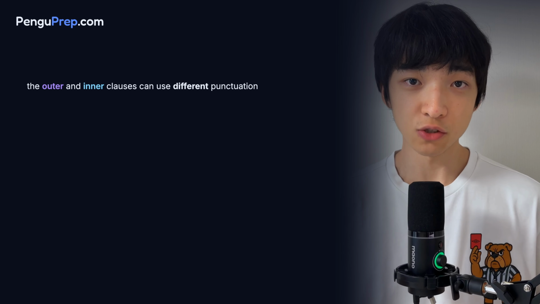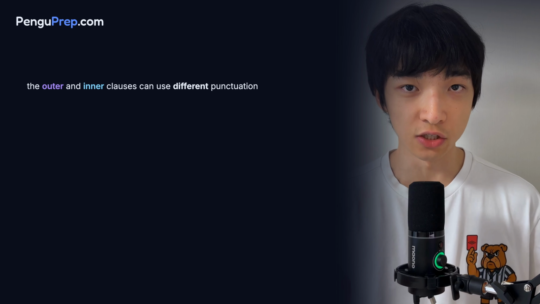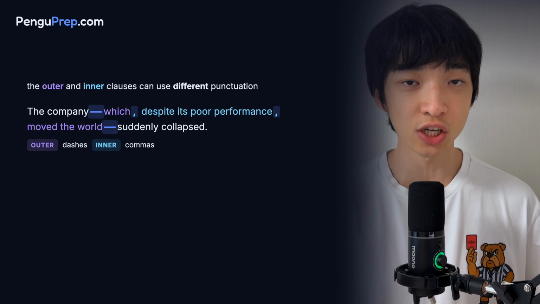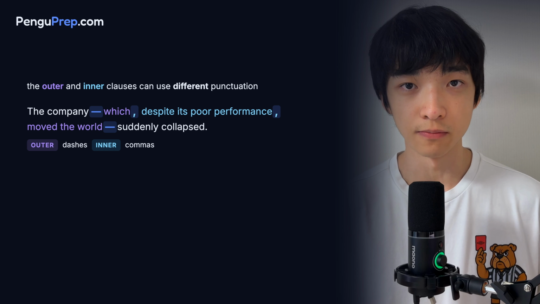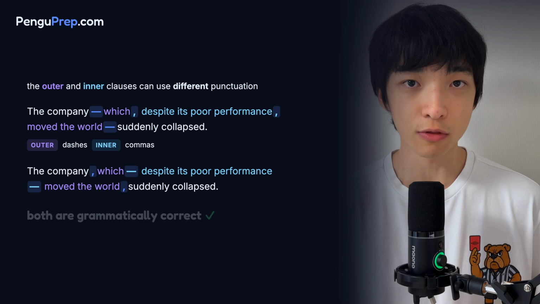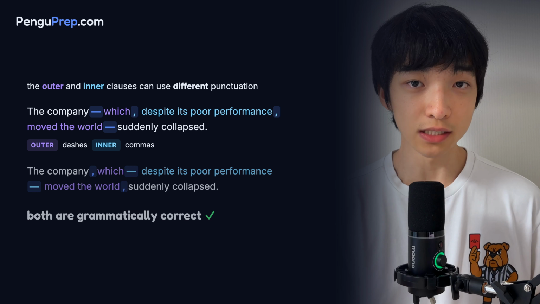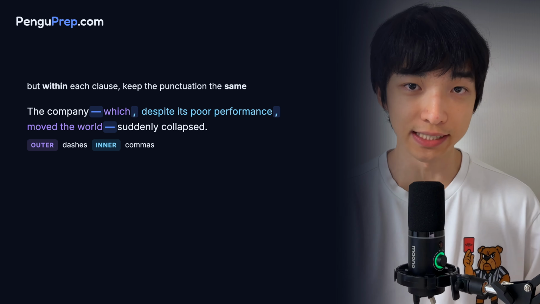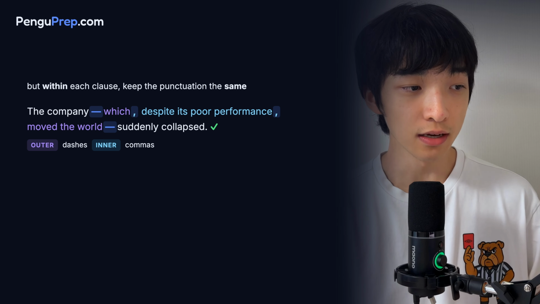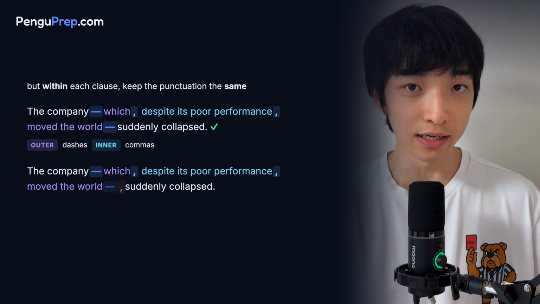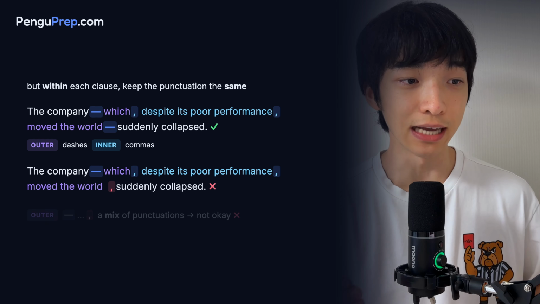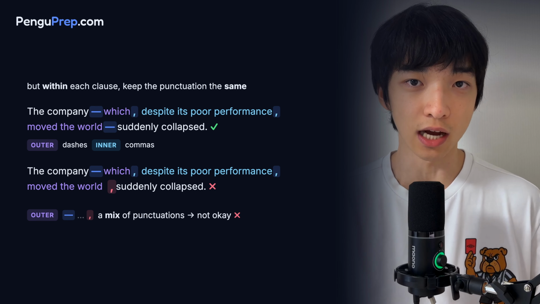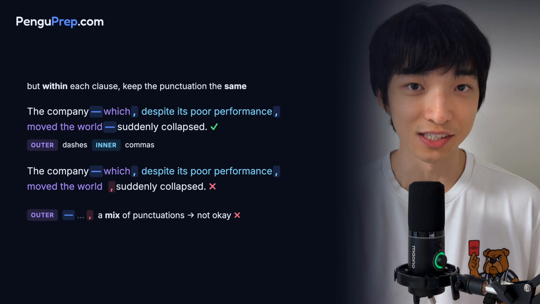We can use different punctuations to set off the outer and inner non-essential clauses. Here's an example where the outer non-essential clause is surrounded by dashes, but the inner one is surrounded by commas. The reverse also works. Both are grammatically correct. Although this is possible, the punctuation used within each outer and inner non-essential clause should be the same. For example, this sentence is okay, but if we replace the dash with a comma, it's no longer okay. That's because the outer non-essential clause is now surrounded by a mix of punctuations, a dash and a comma. And if you remember video 1, this is not okay.